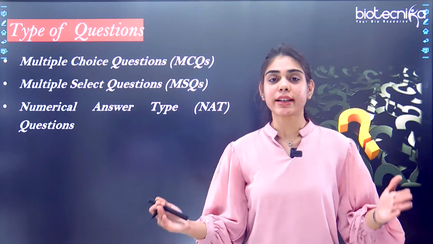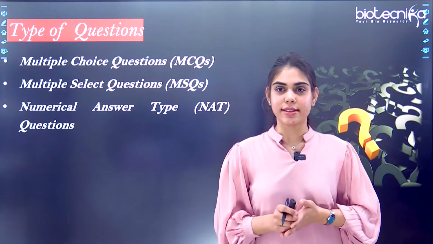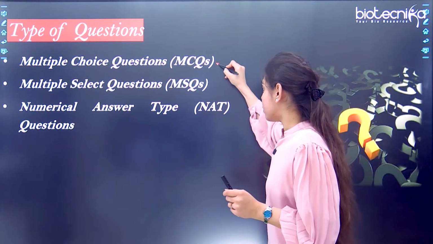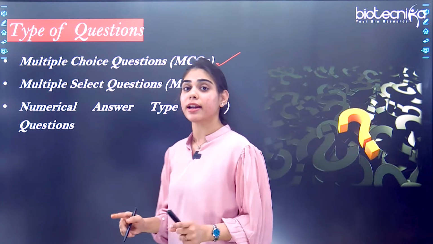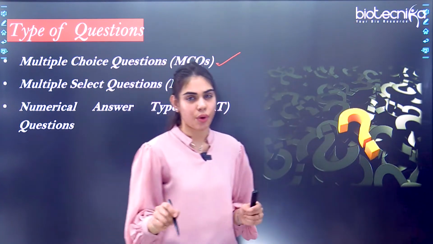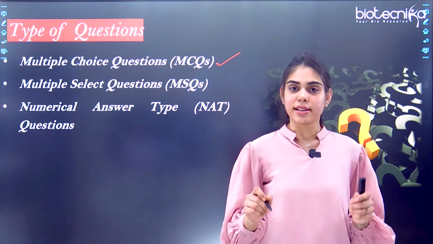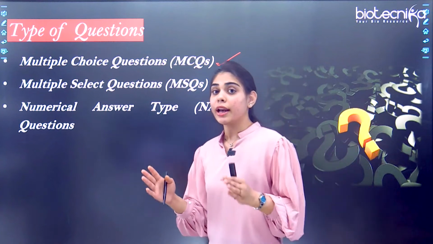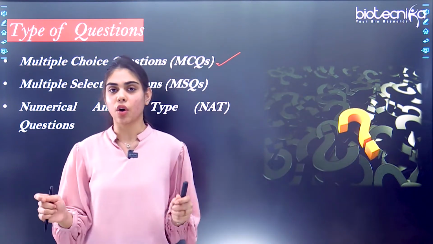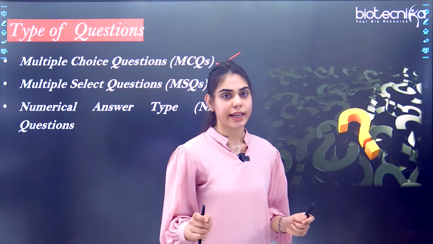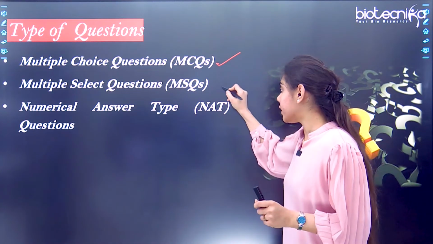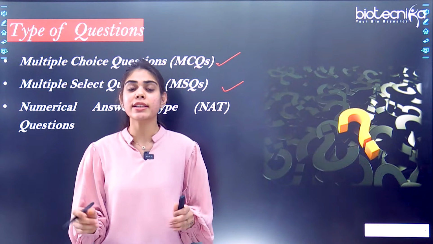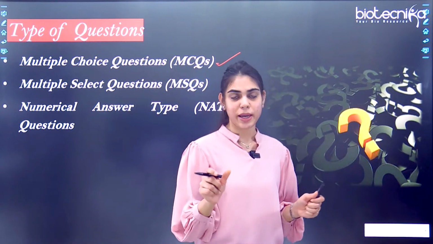So now let us see what types of questions are asked under the GATE Life Sciences syllabus. You will find 3 types of questions. First is MCQs, that is multiple choice questions, where you have to select a single suitable option out of 4. The second pattern is multiple select questions. There you will get a question with 3 to 4 options, and out of these you have to select more than 1 option. That is what are called multiple select questions. And the third type is numerical answer type, where you have to solve the given numericals and put the answer in the space given below.